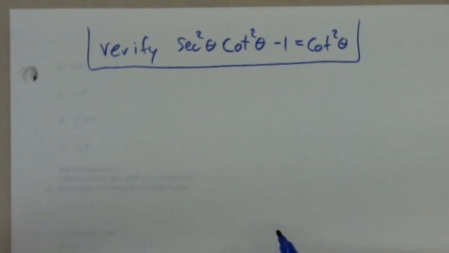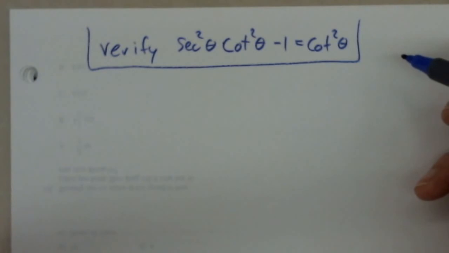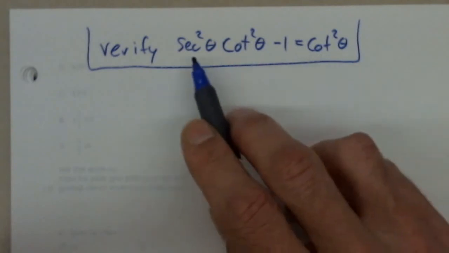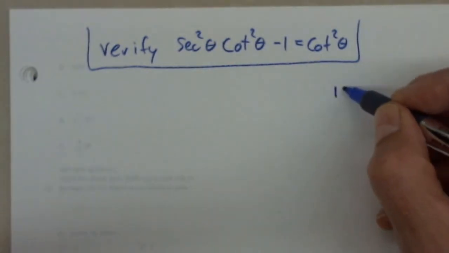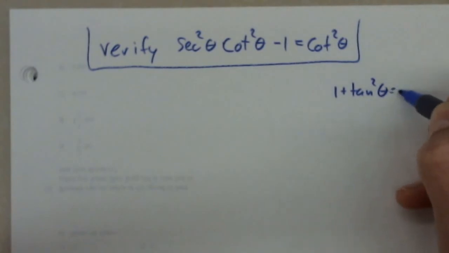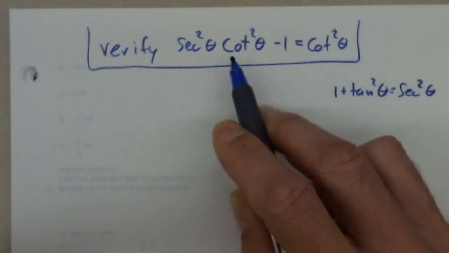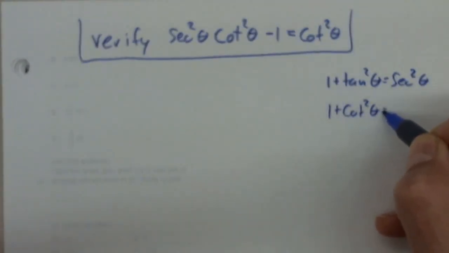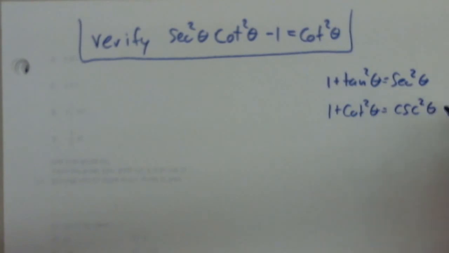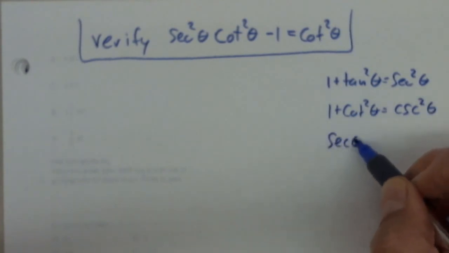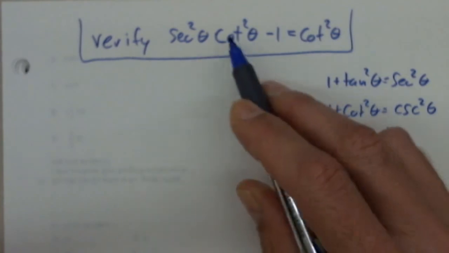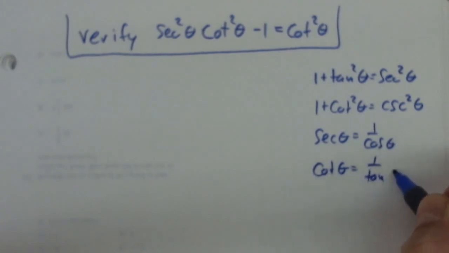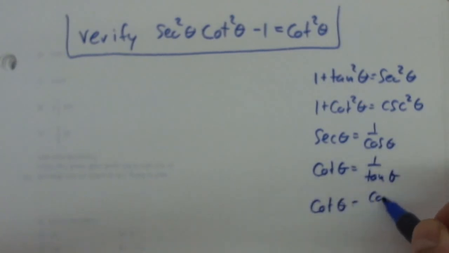All right, make a list of identities that you might need and pause the video, try that one on your own. Now let's work on the left side, make it look like the right side. So if I see secant squared, 1 plus tan squared is secant squared. There's a cotangent squared, so we could have 1 plus cotangent squared is cosecant squared. And we also have secant is 1 over cosine. Cotangent is 1 over tangent. Cotangent is cosine over sine.